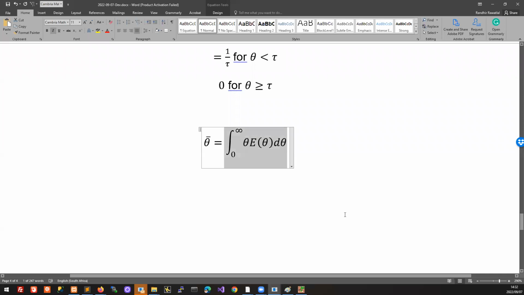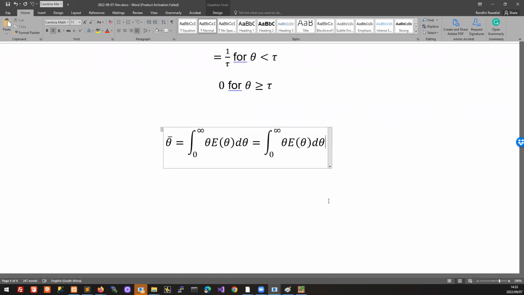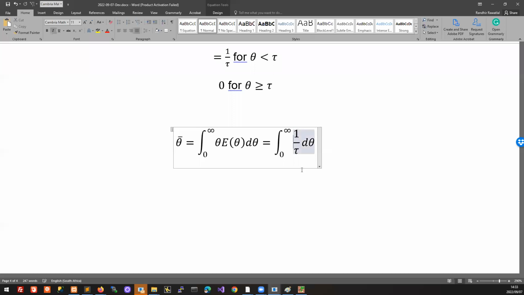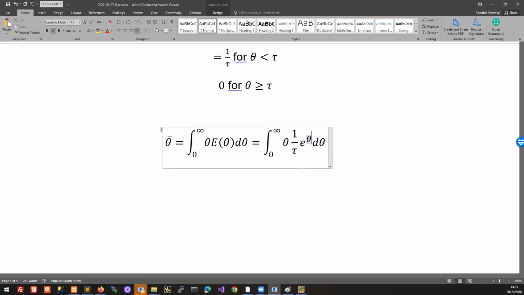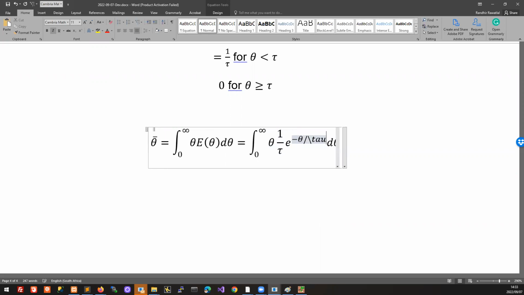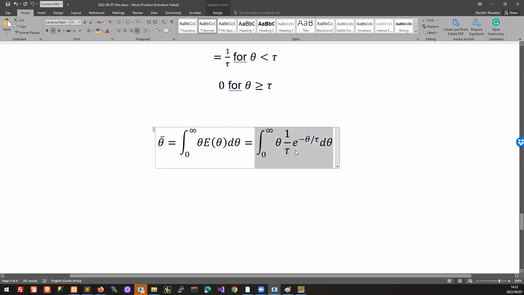And if you look at the CSTR, what we have is E of theta equal to 1 over tau e to the minus theta over tau. And if you do integration by parts, you can show that this equals tau. I'm just a bit worried about time here, but it's a fun little integration to do. It works out quite easily.